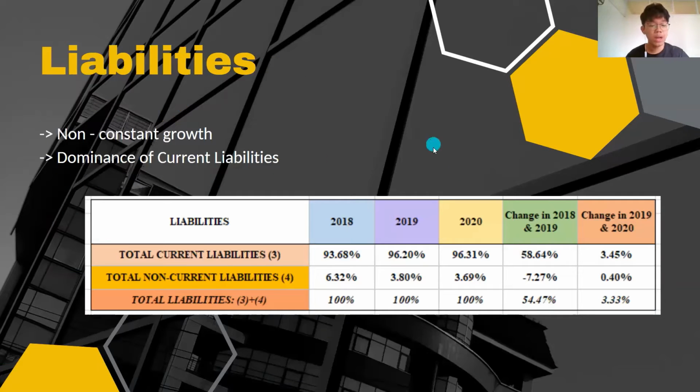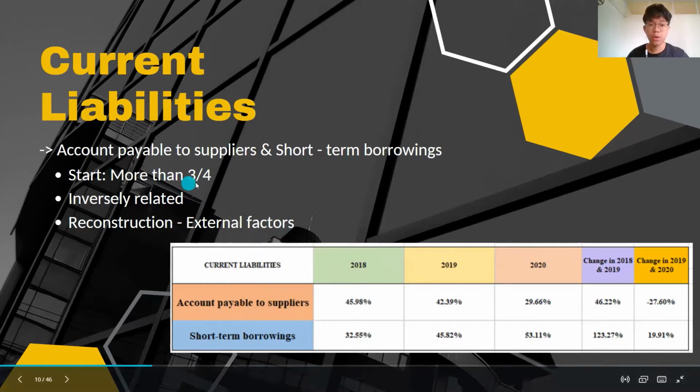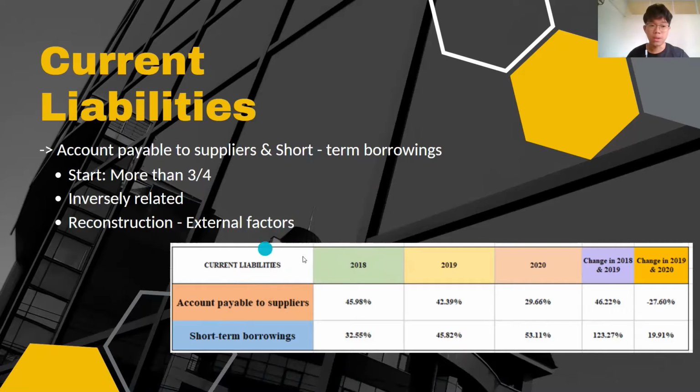For liabilities, they also have non-constant growth. As you can see here, the difference between the 2 years is really high, and we can see the dominance of current liabilities in the numbers. For current liabilities, I would choose accounts payable to suppliers and short-term borrowings to talk about, because they are the two biggest proportions of the total. The total of these two categories started at more than 3/4 of the total current liabilities.